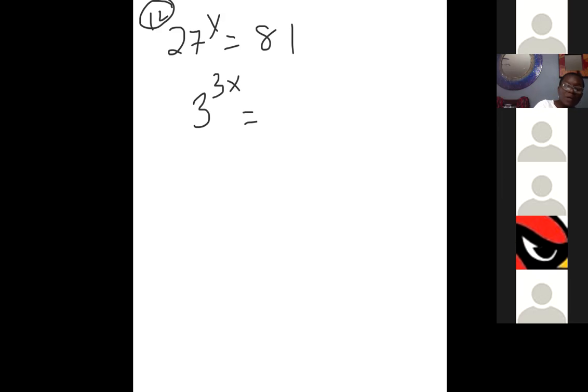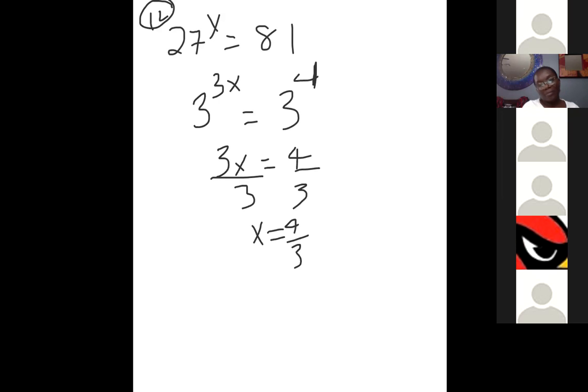This next one right here, I have 27 to the x power is equal to 81. We can go ahead and factor 27 to a base 3 number, factor the 81 to a base 3 number as well. 27 is 3 to the 3rd power. 81 is 3 to the 4th power. Since the bases are equivalent, that makes the powers equivalent to each other. And then you solve this, so you get x is equal to 4/3.